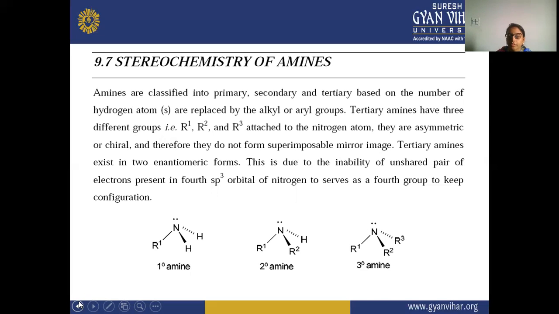So this is your primary, secondary, and tertiary amine, and all three show the lone pair of electrons on the nitrogen atom. In primary, two hydrogen atoms and one alkyl group are bonded to the nitrogen. In secondary, two alkyl groups and one hydrogen are bonded to the nitrogen. And in tertiary, all three groups attached to the nitrogen are different groups.